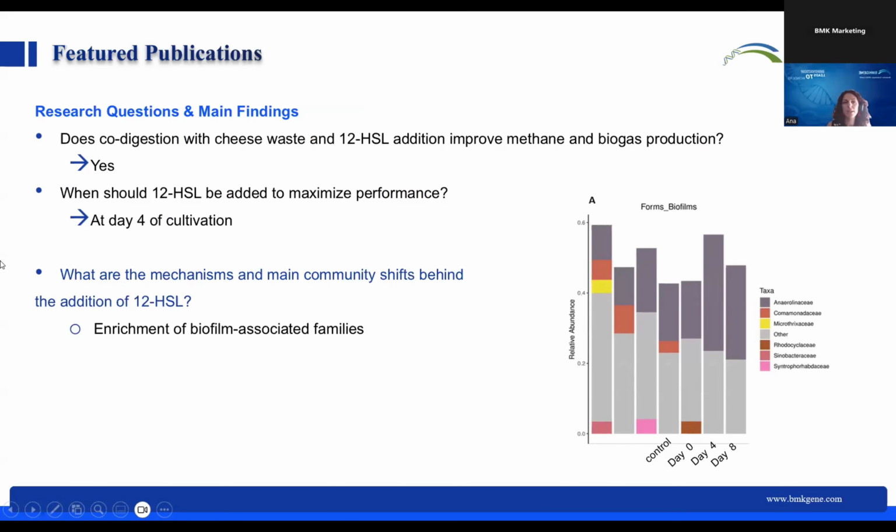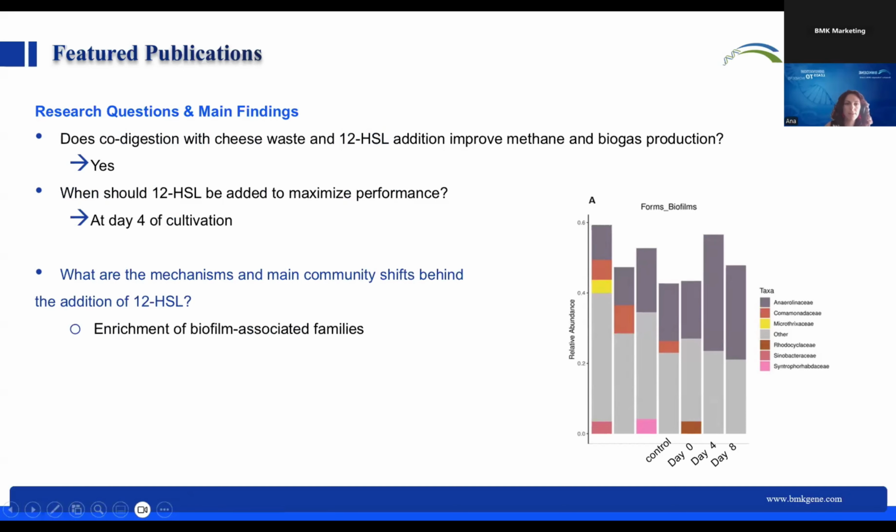So there were three main questions here, research questions. The first was doing the digestion with cheese waste and adding the quorum sensing molecule, to see if it does improve the methane and biogas production, and the researchers saw that yes. And then they wanted to see when the quorum sensing molecule should be added to maximize the performance. And they found that at 4 days of cultivation, they got peak performance, so peak production of methane and biogas.